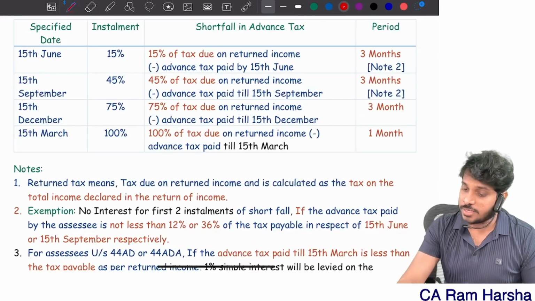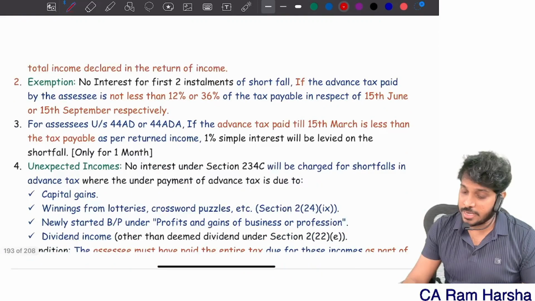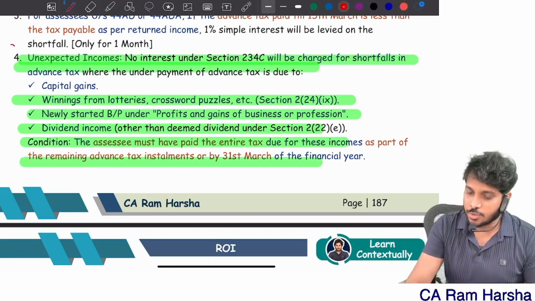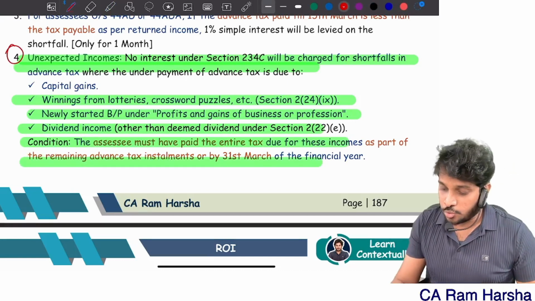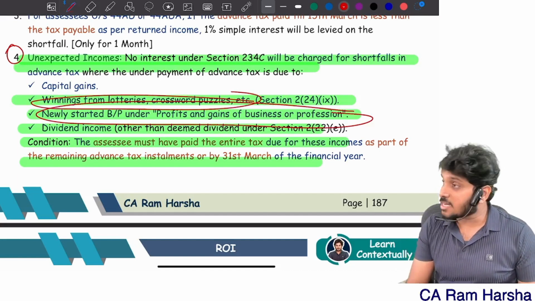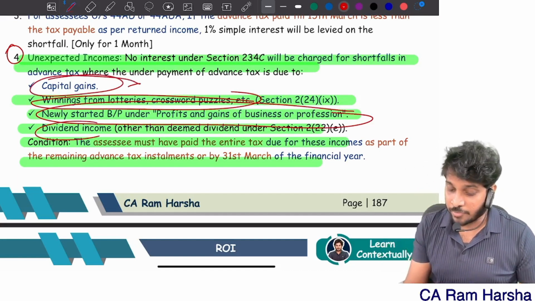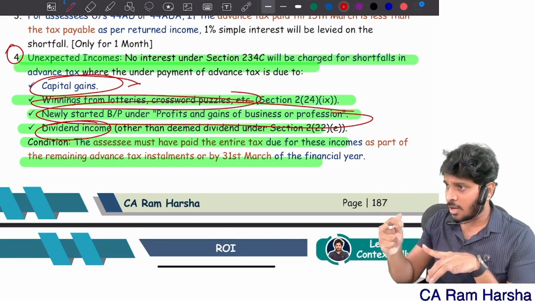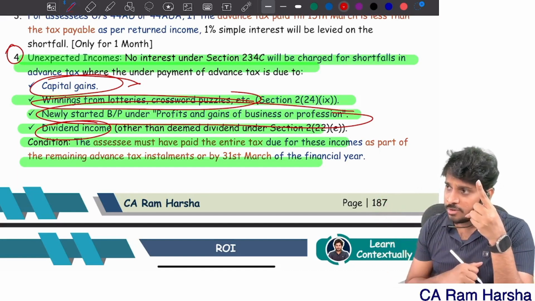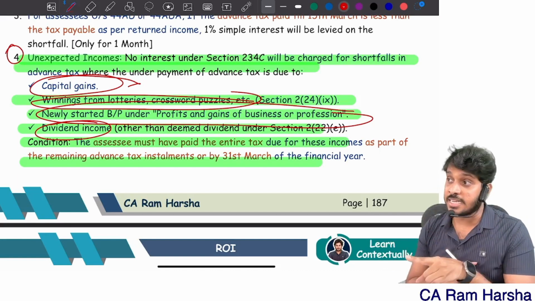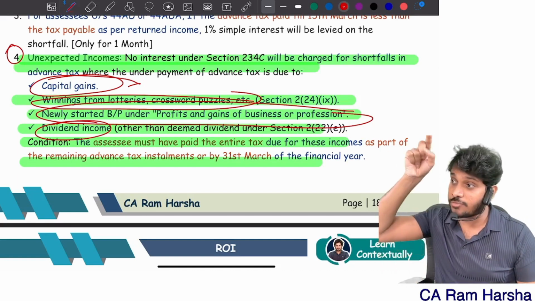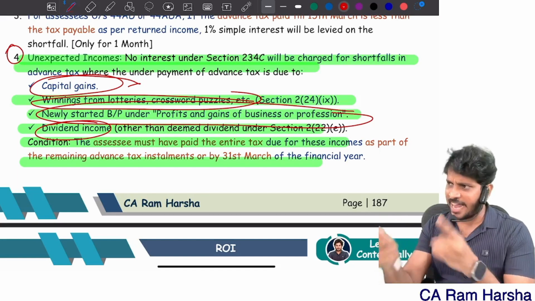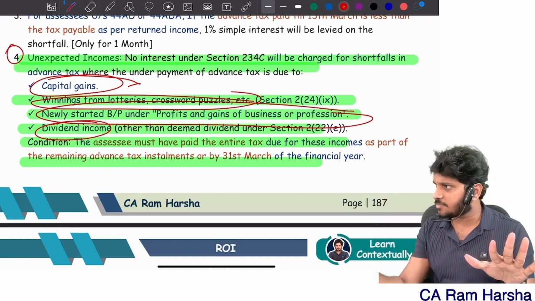But in advance tax, one concept can be tested in exam regarding casual incomes. A theory question might be tested. Getting it? What is this concept? Suppose you started the business recently, or you got a lottery income in December, or capital gains in December, or you are getting dividend income in December. Because of this, is there a shortfall in June and September? Your income itself is in December, so how will a shortfall be there in June and September? Don't consider the tax on this income when you are calculating the shortfall in June and September. Only one condition: if you got capital gains in December, in the March installment you pay the tax on that fully. Then no 234C interest. That's it.